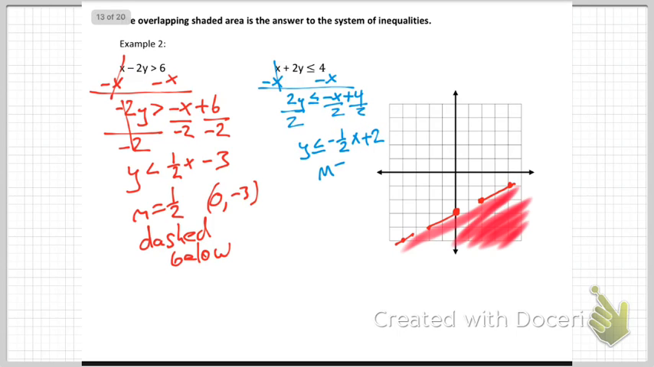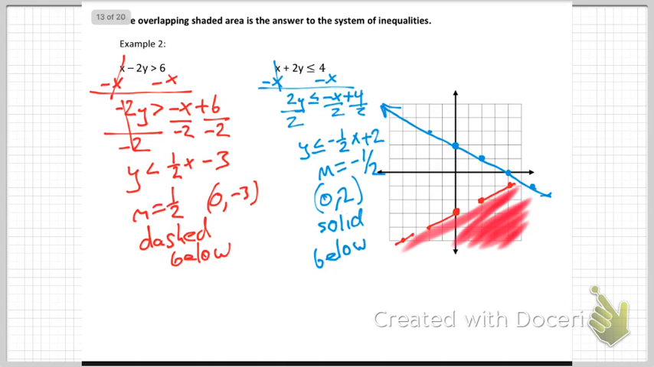So in this equation, my slope is -1/2. My y-intercept is (0, 2). Based on the symbol, I'm going to have a solid line, and I'm going to shade below. So let's graph this thing. Starting here at (0, 2), I have a negative slope, so I'm going to go down 1, right 2, down 1, right 2, down 1, right 2. I'm going to have a solid line, and I said I'm going to shade below.